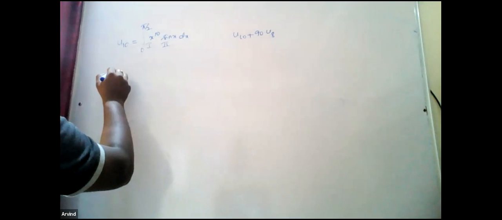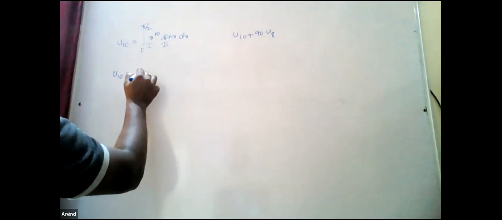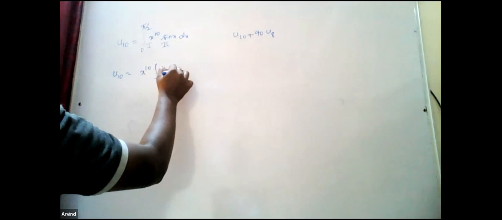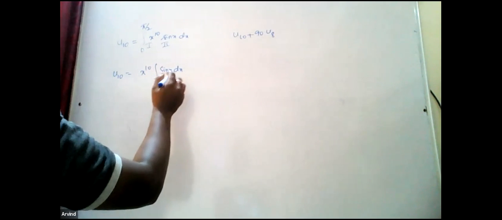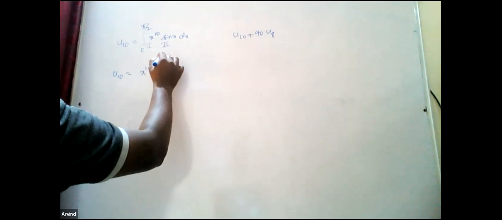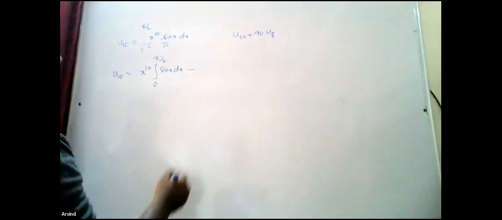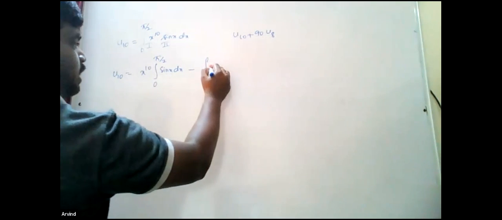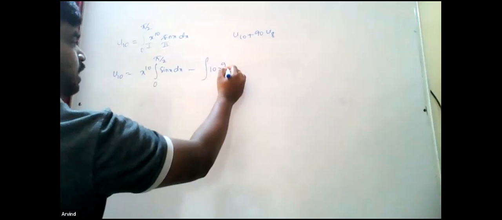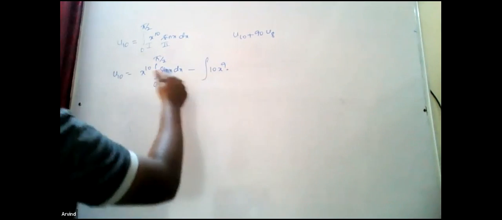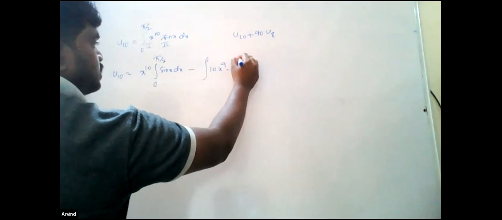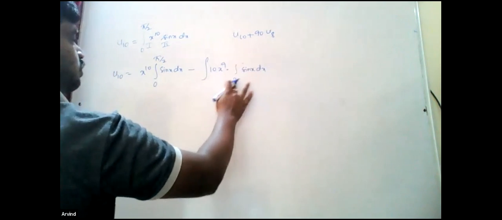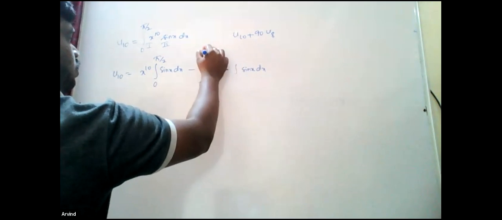So x to the power 10, first function, into integration of second function, minus integral of differentiation of first function. X to the power 10 differentiated gives 10 into x to the power 9, into the integral of sin x dx, with limits pi by 2 to 0. On the whole, we put the limits here.